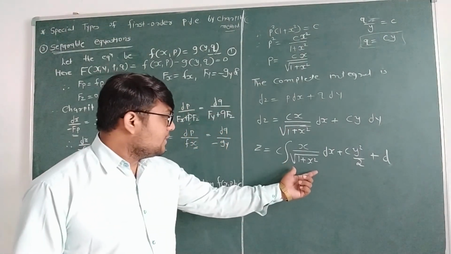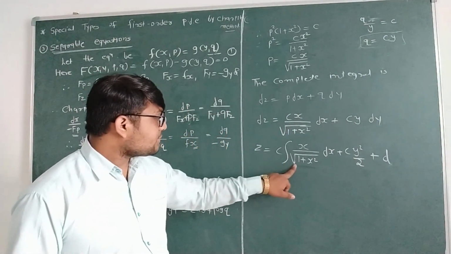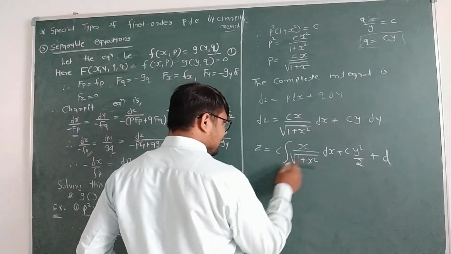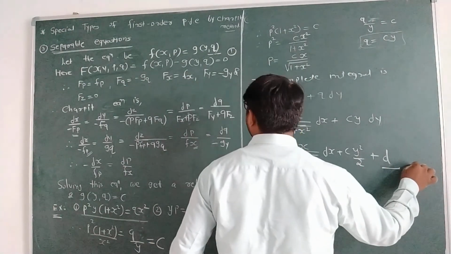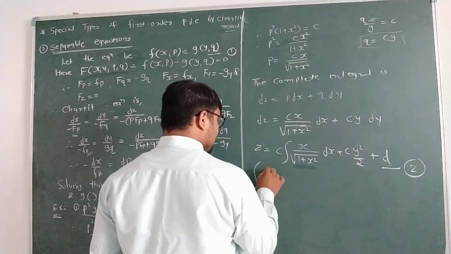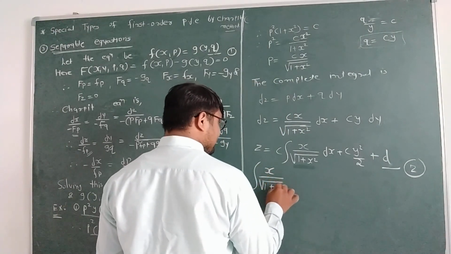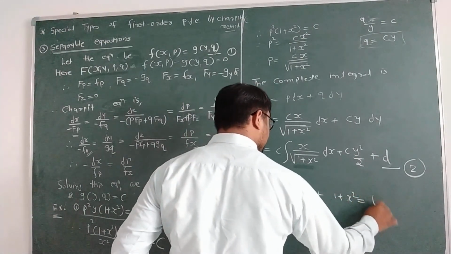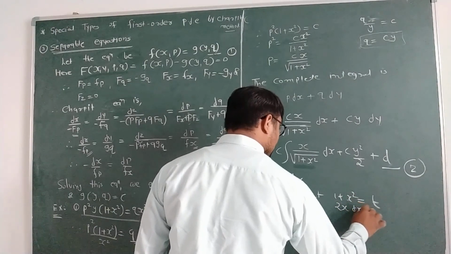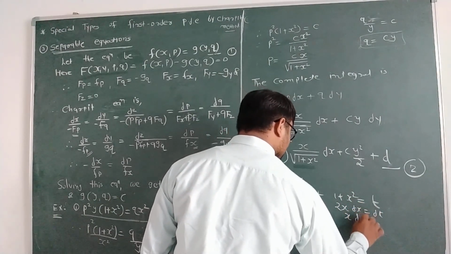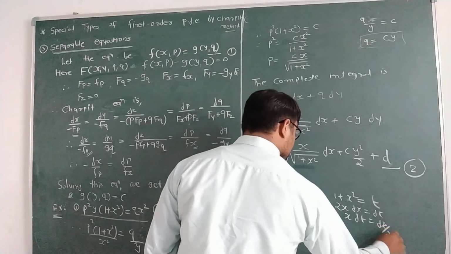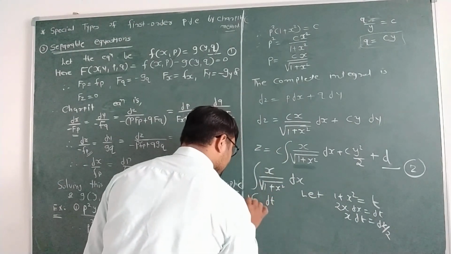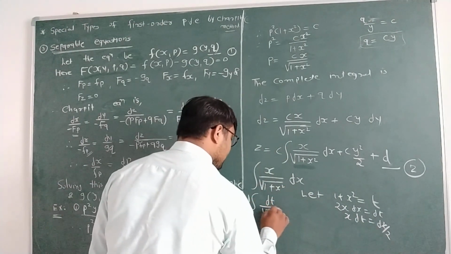And here you can see that the derivative of the term under the root is nothing but the numerator. So for that integral, integral of x over under root 1 plus x square dx, let 1 plus x square be equal to t. So we get 2x dx equal to dt. So ultimately x dx is of the form dt by 2. So put all these values in this equation. So the integral of x dx is nothing but dt by 2, and this term is nothing but under root t.